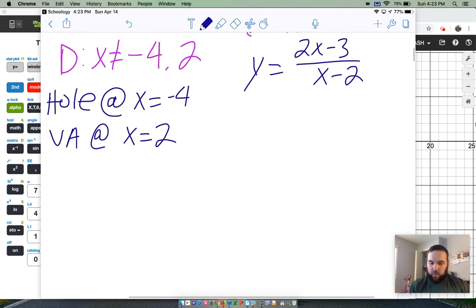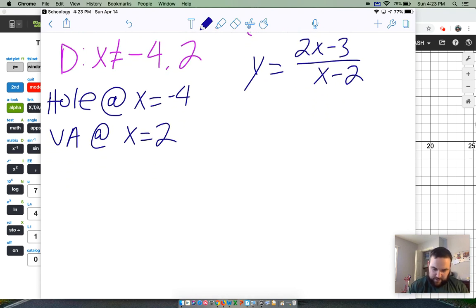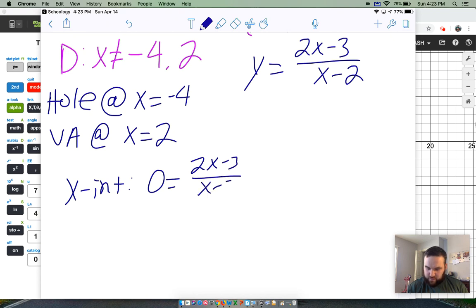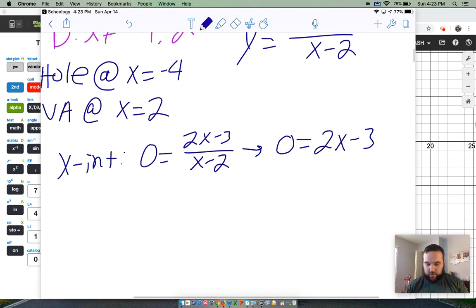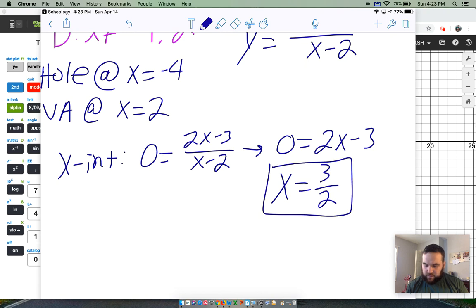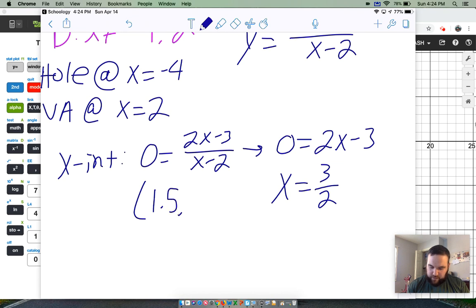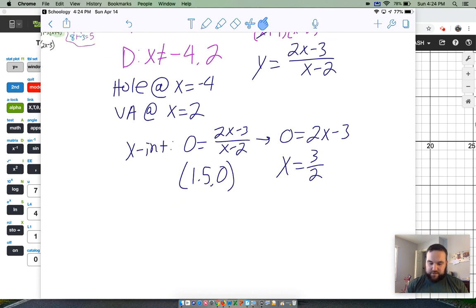Okay, then the last thing I want are the intercepts. So to find the x-intercept, if you recall, that means that the y-coordinate has to be 0. So it's 0 equals 2x minus 3 over x minus 2. What we talked about in 8.3.1 is that in order for a fraction to equal 0, the numerator has to equal 0. So I'm essentially trying to figure out what x value makes 0 there. If I go ahead and solve for x, I get x is equal to 3/2 or 1.5. So that means the x-intercept is 1.5, 0, where that thing crosses the x-axis.